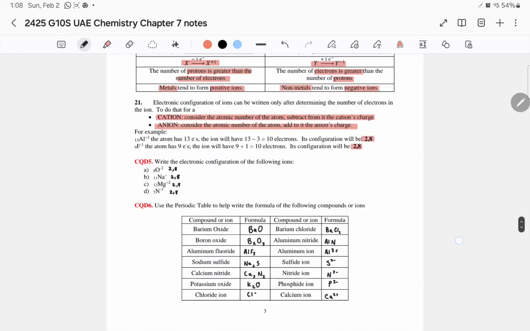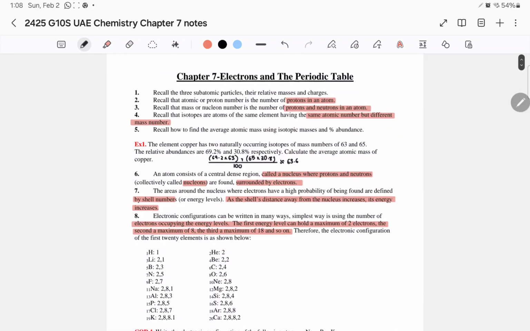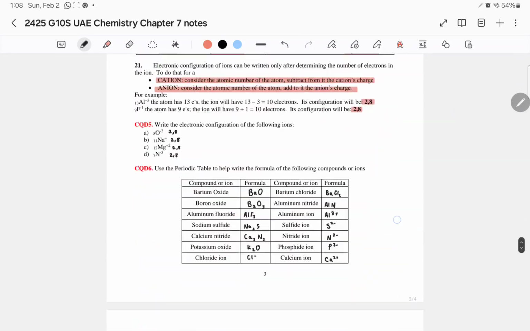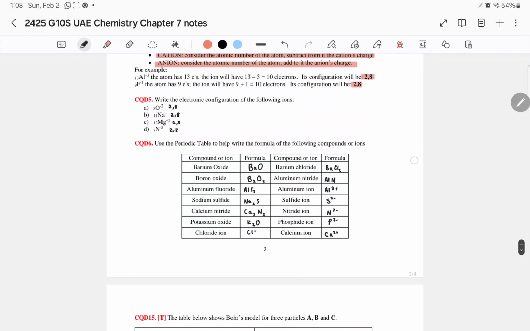And that's it for chapter 7. These are all the CQDs in the notes, and most likely all the CQDs you need to know. And that's the entire chapter. It's really easy. If you were focusing in your previous years in chem, you would probably already know all of this information. We didn't really add anything new.